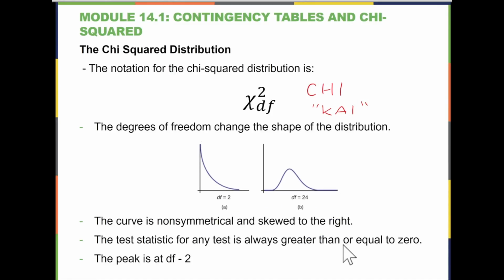Here's the graph that I wanted to show you. When degrees of freedom equals 2, we get a chi-squared distribution that looks almost exponential. So it looks like this. And when the degrees of freedom equals 24, we get something that starts to look normal. And really, for large sample sizes of 40 or more, the chi-squared distribution doesn't really look that different from the normal distribution.